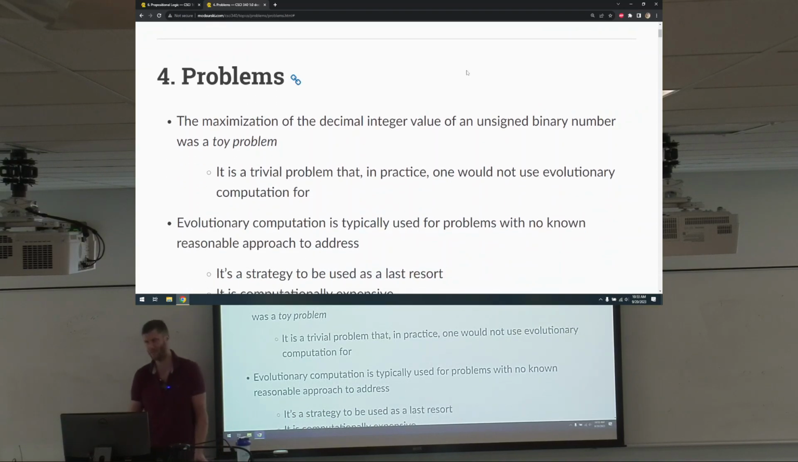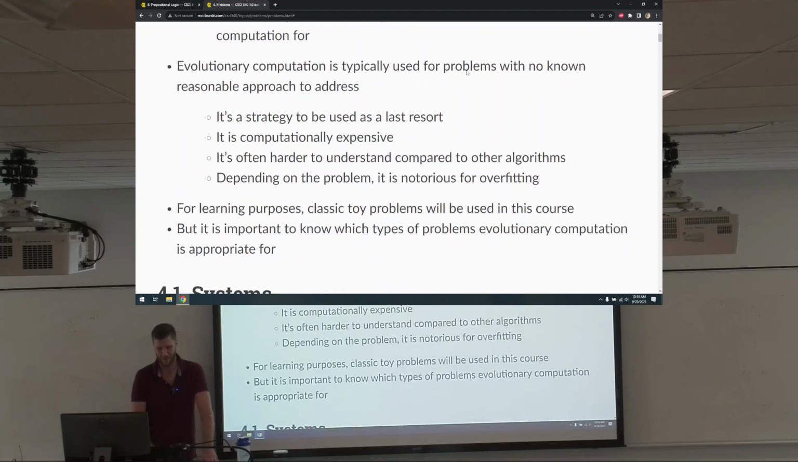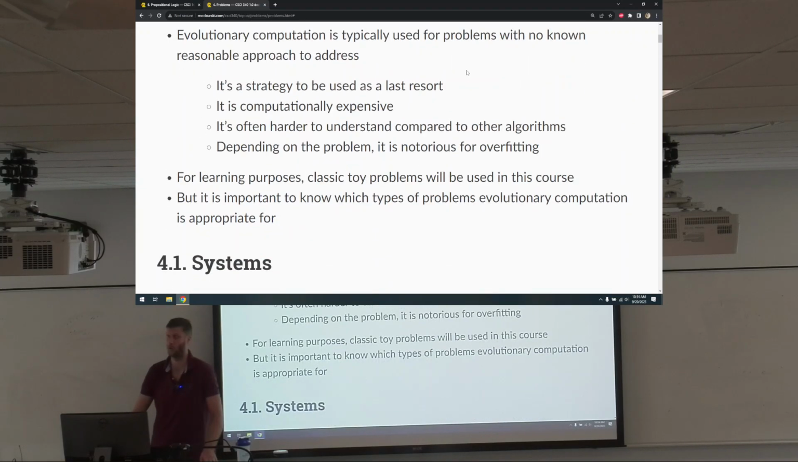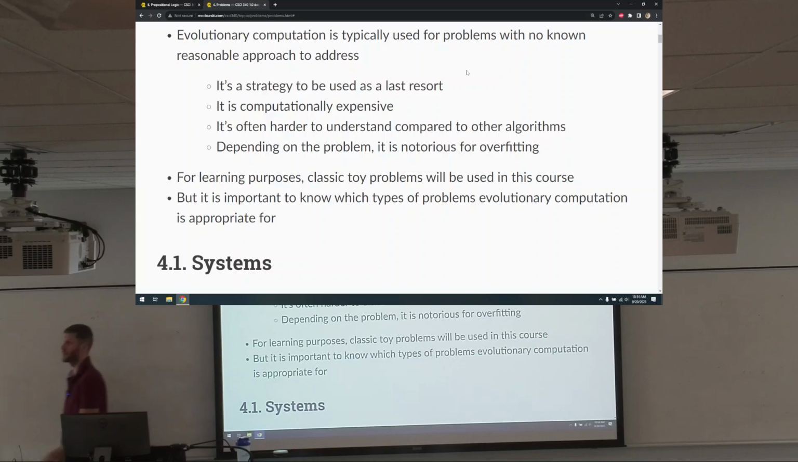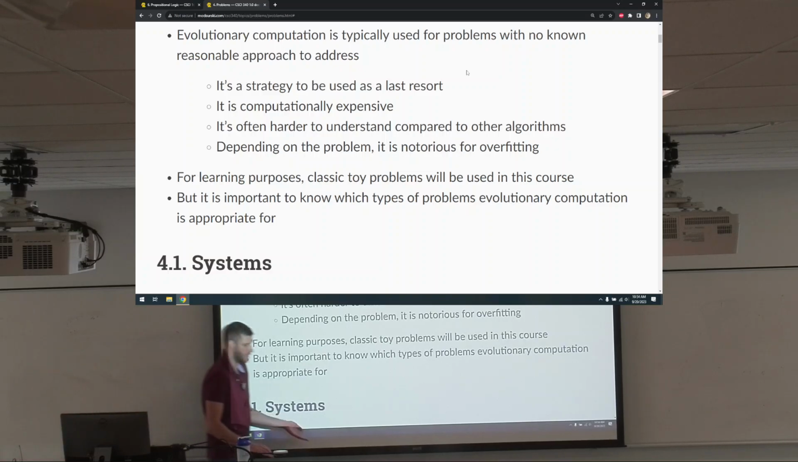So, the maximization of integer values of an unsigned binary number was a toy problem. It's trivial. In practice, you're not using evolutionary computation for this, right? That's silly. Evolutionary computation is usually used for hard problems. Problems where we really have no other reasonable approach. And that's the strategy, right?